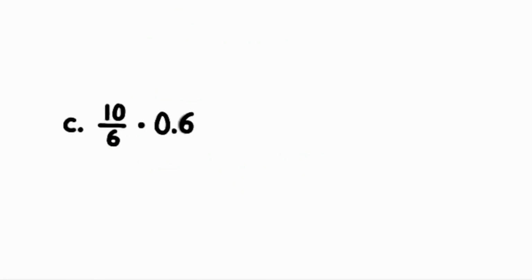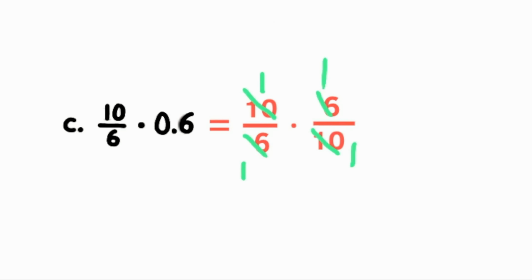C. 10/6 times 6/10. We can write them both as fractions. 10 over 6 times 6 over 10. We can cross cancel. 6 goes into 6 once, and 6 goes into 6 once, and 10 goes into 10 once, and 10 goes into 10 once. You can already tell this is going to equal 1 because 1 times 1 on top is 1, and 1 times 1 on the bottom is 1, which is 1 over 1, or 1 divided by 1, which equals 1.